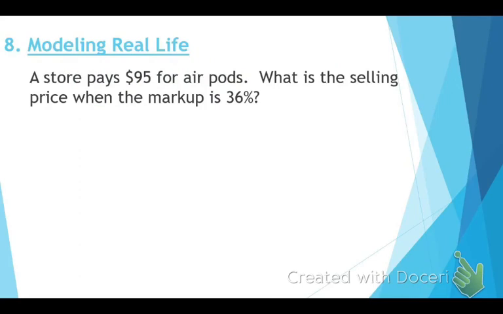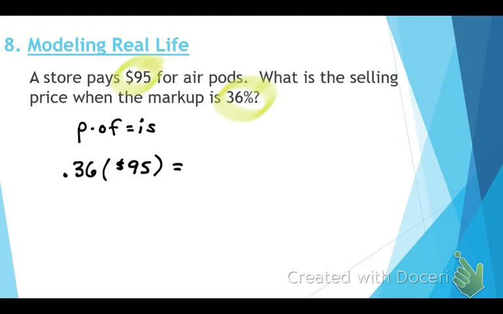For question number 8, it says a store pays $95 for AirPods. What is the selling price when the markup is 36%? So I like to use the formula P times of equals is, or you can just use the $95 and the 36%. So we've got to change that 36% to a decimal. What would that be? 0.36 times the original price that they paid, $95. What is that when those two are multiplied together?